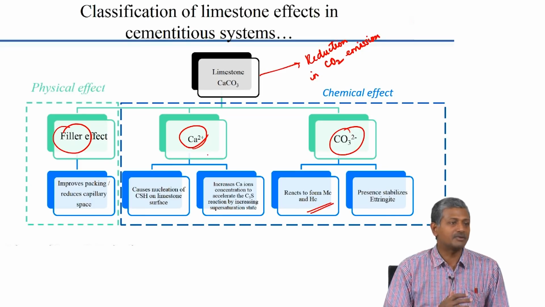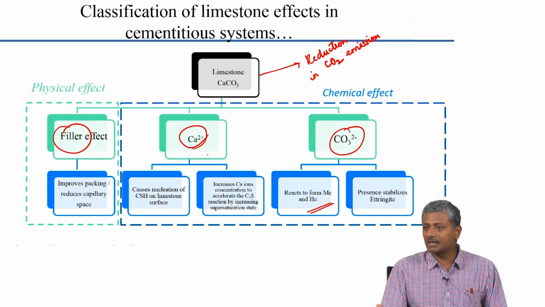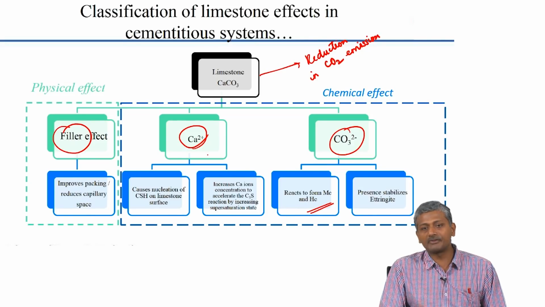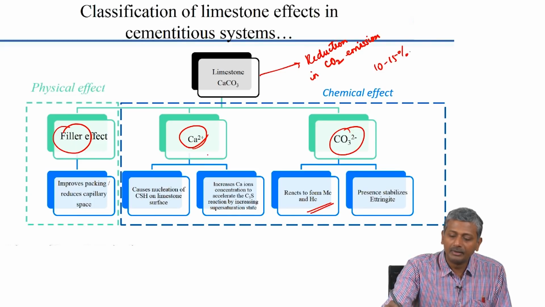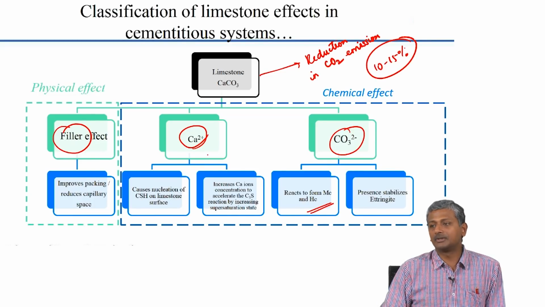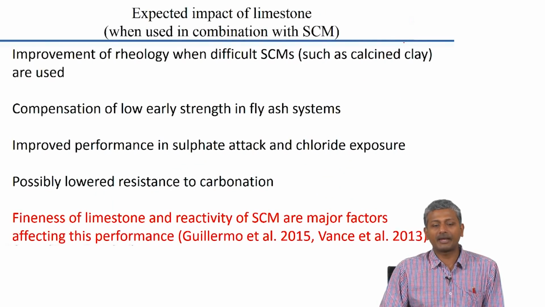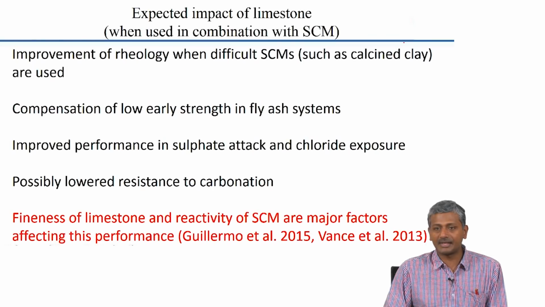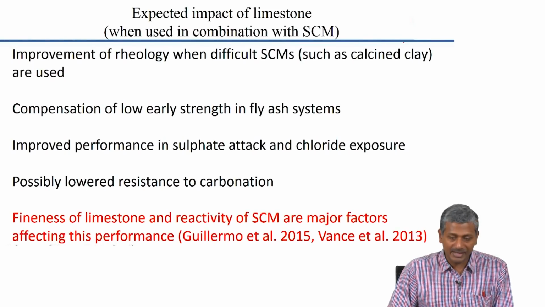Okay. So, because of that you also get some benefits of that performance, but the 5% level is not high enough to give sufficient amount of calcite, to give sufficient amount of calcium carbonate for reaction. That is why we want to go for limestone contents in the range of 10 to 15% to optimize the extent of calcium carbonate that is given for reaction in the system. So, again the expected impact of limestone when used in combination with other SCMs, first of all it can improve the flow properties or rheology when difficult supplementary cementing materials such as calcined clay are used.